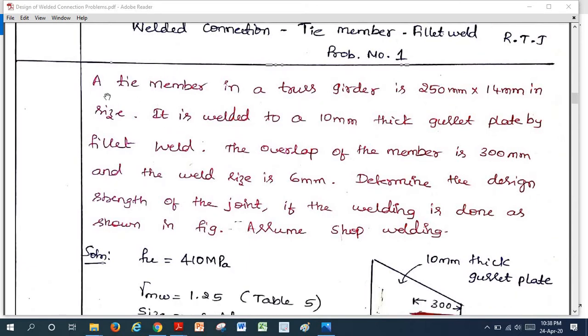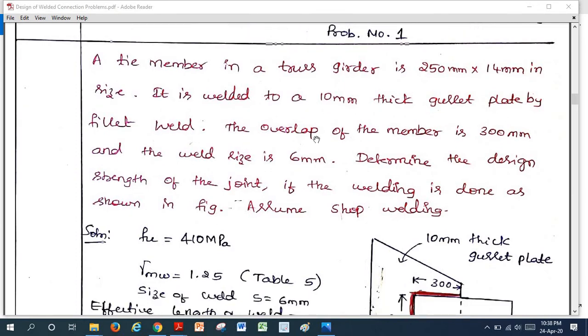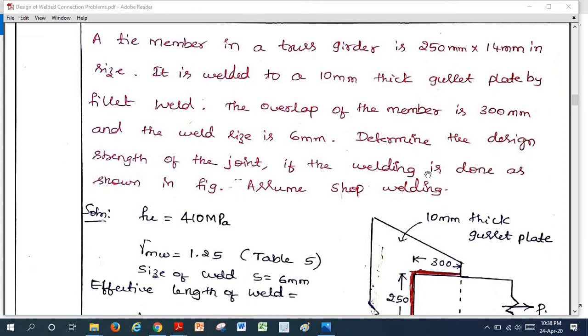Here is the problem statement. A tie member in a truss girder is 250 mm into 14 mm in size. It is welded to a 10 mm thick gusset plate by fillet weld. The overlap of the member is 300 mm and weld size is 6 mm. Determine the design strength of the joint if the welding is done as shown in figure. Assume sharp welding.